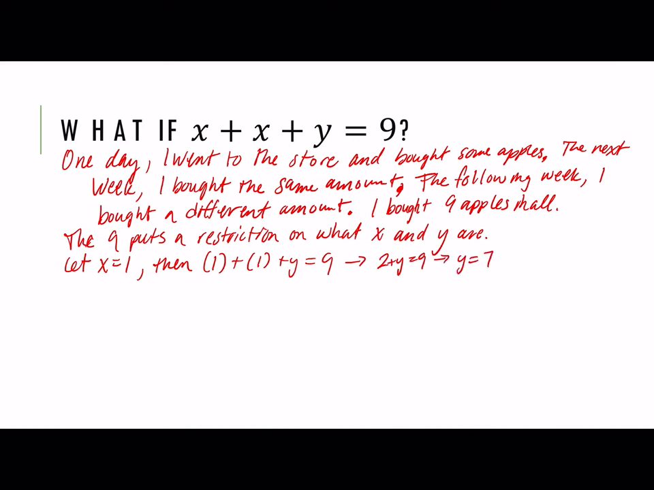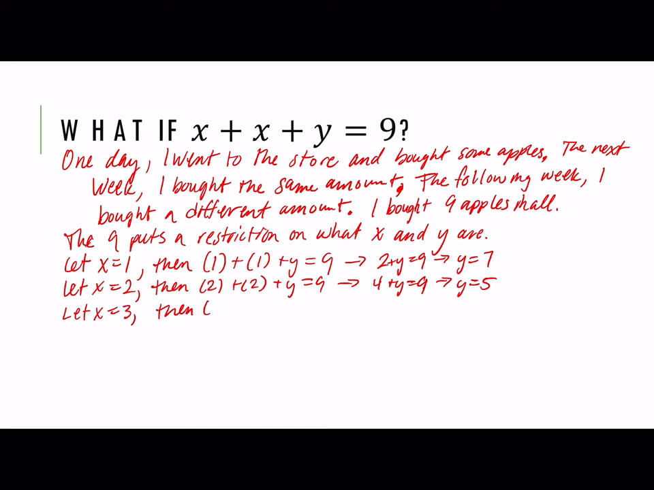Okay, so I could buy 1 apple 1 week and 1 apple next week, and then the third week I bought 7. Okay, we can explore this idea further by letting x equal 2. Then 2 plus 2 plus y is equal to 9. Therefore, 4 plus y equals 9. Therefore, y is equal to 5. Okay, I could have bought 2 apples the first 2 weeks and 5 the third. Let x equal 3. Then 3 plus 3 plus y is equal to 9. And 6 plus y equals 9. Therefore, y is equal to 3. I could have bought 3 apples each week.